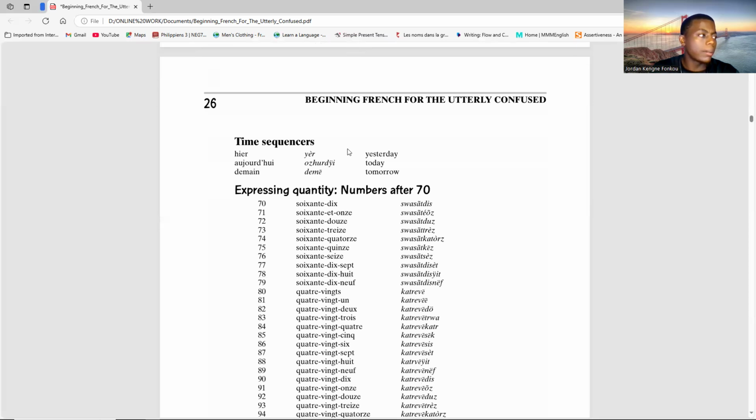So here we have some time sequences. Hier, aujourd'hui, and demain, which means yesterday, today, and tomorrow. Remember, for this word, you don't pronounce the H, it's hier.